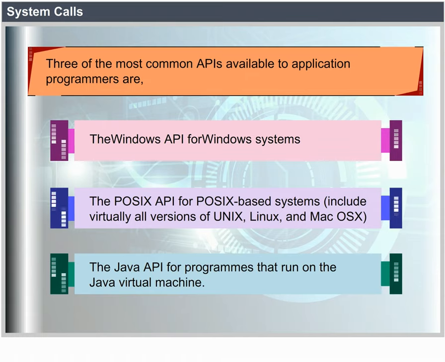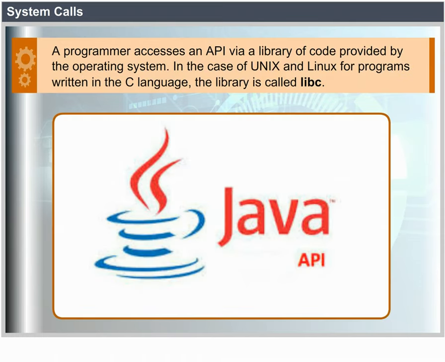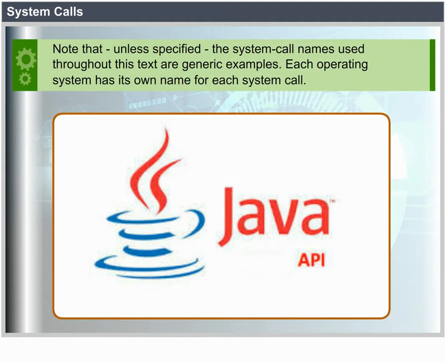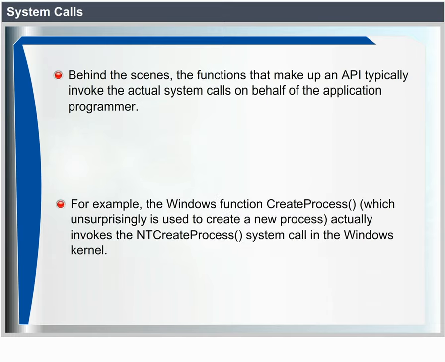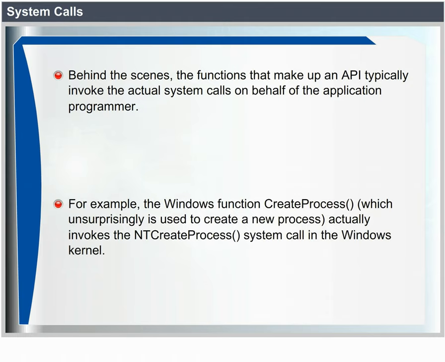A programmer accesses an API via a library of code provided by the operating system. In the case of Unix and Linux, for programs written in the C language, the library is called libc. Note that, unless specified, the system call names used throughout this text are generic examples. Each operating system has its own name for each system call. Behind the scenes, the functions that make up an API typically invoke the actual system calls on behalf of the application programmer. For example, the Windows CreateProcess function, which unsurprisingly is used to create a new process, actually invokes the NtCreateProcess system call in the Windows kernel.